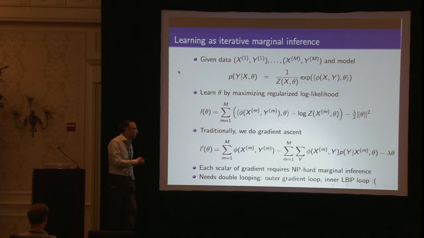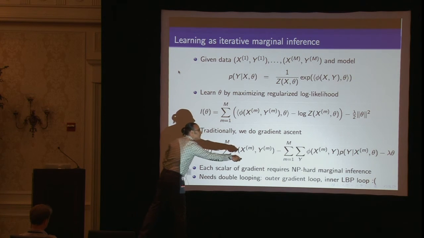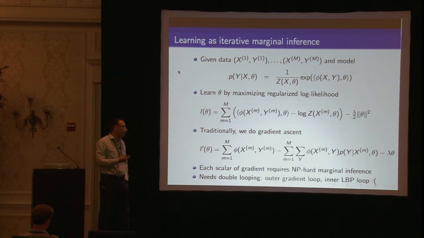Unfortunately, if the graphical model we're trying to learn is one of these high tree width graphical models, it's NP-hard to compute its partition function or to do marginal inference. And we need marginal inference over here to be able to compute our gradients. So to do learning, you have to do marginal inference.